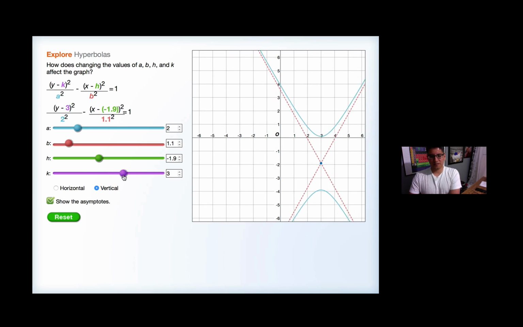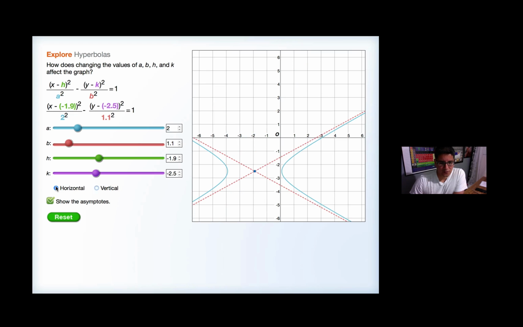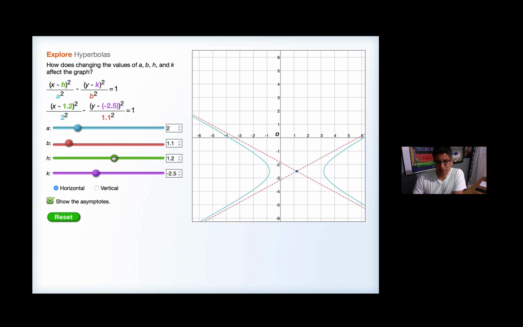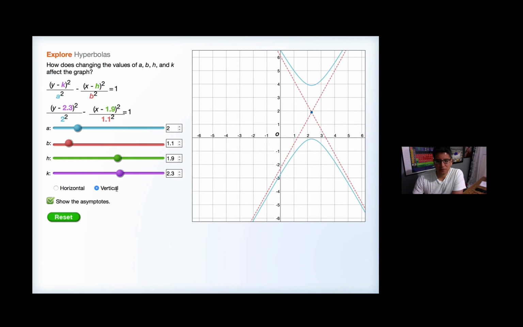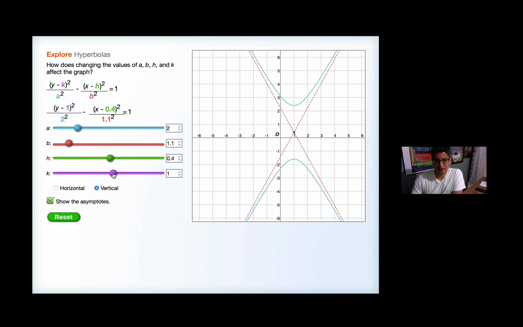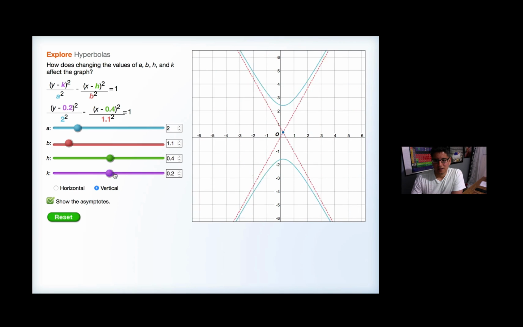So it's important to keep in mind when you're graphing these. Recall that on the horizontal graph, when I manipulate the h, it moves about along the x-axis, and the k moves about the y-axis. But then when I have a vertical, it's reversed. H moves around the y-axis, and then your k moves along the x-axis.